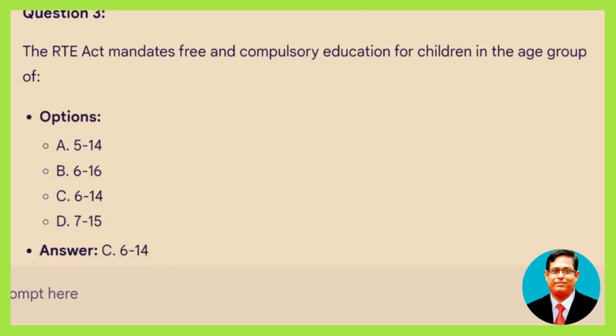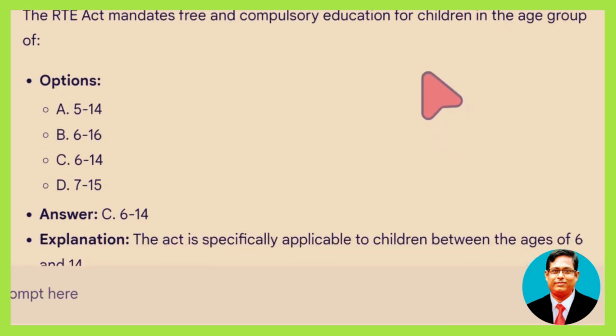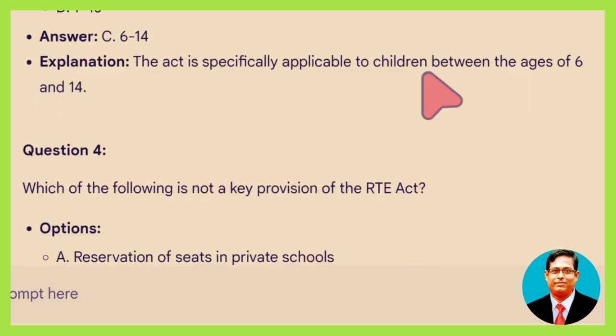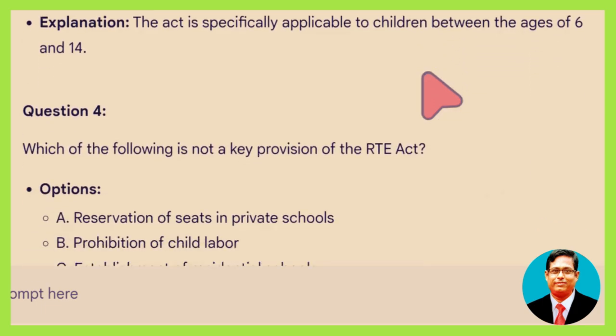Question 3. The RTE Act mandates free and compulsory education for children in the age group of. Options. A. 5 to 14. B. 6 to 16. C. 6 to 14. D. 7 to 15. Answer. C. 6 to 14. Explanation. The Act is specifically applicable to children between the ages of 6 and 14.